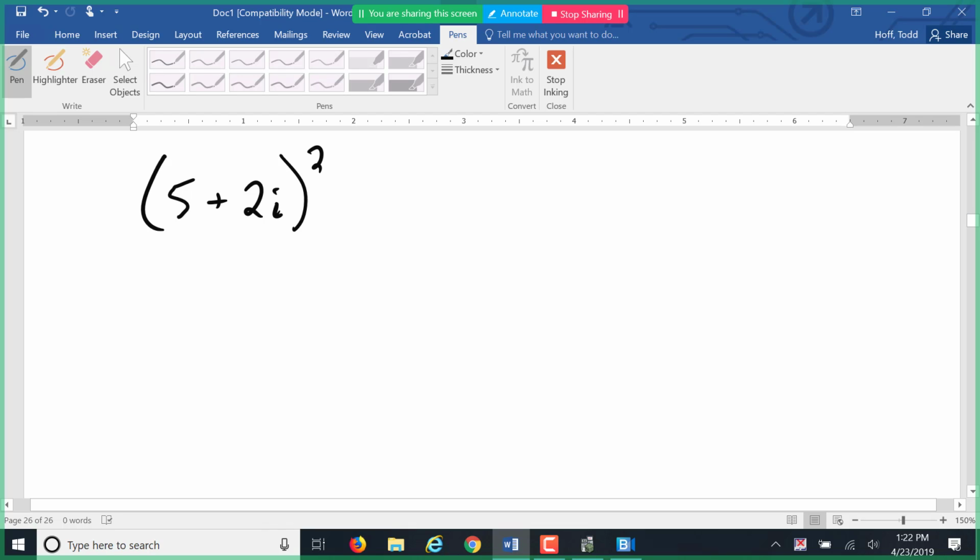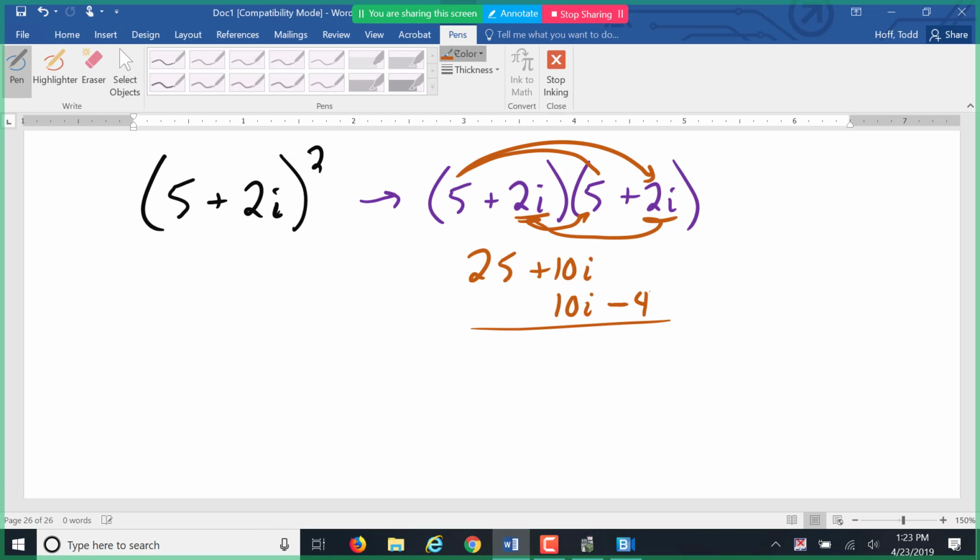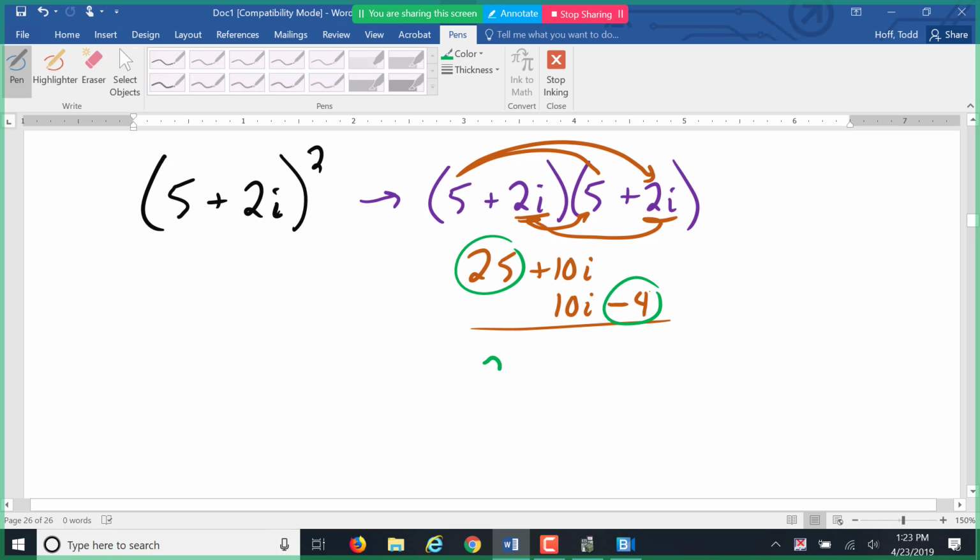So, of course, we can apply a power to one of our complex numbers. We're typically not going to be going more than squared or to the 3rd power at the most. 5 plus 2i squared is 5 plus 2i times 5 plus 2i. 5 times 5 is 25. 5 times 2i is 10i. 2i times 5 is 10i. 2i times 2i is a negative 4. 25 and negative 4 is 21. 10i and 10i is 20i.